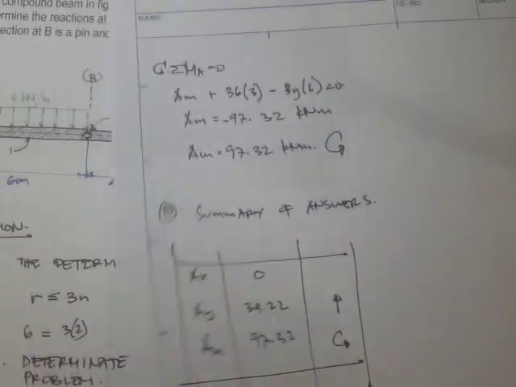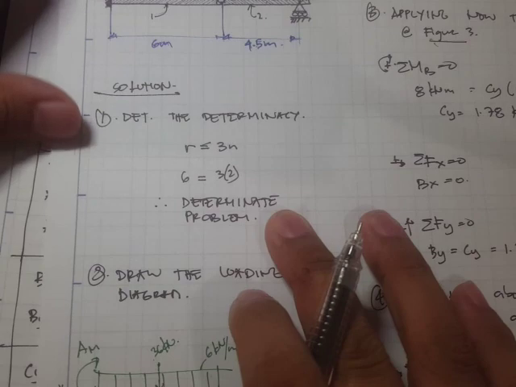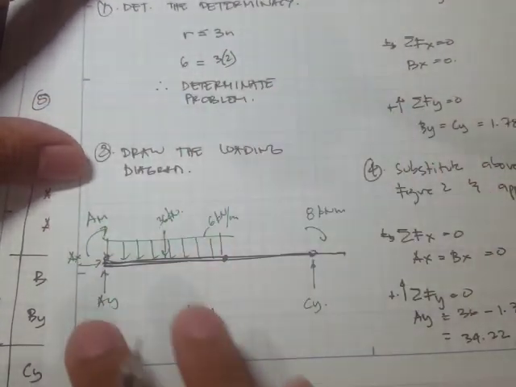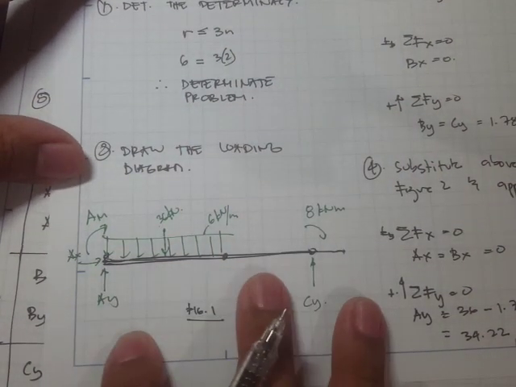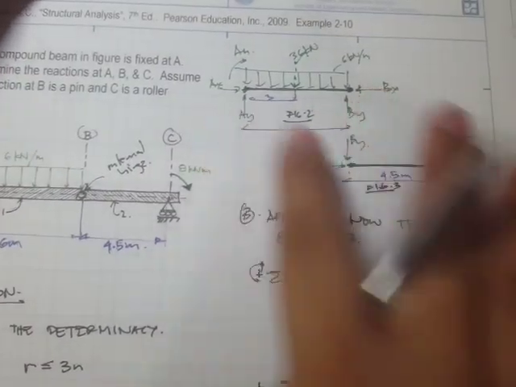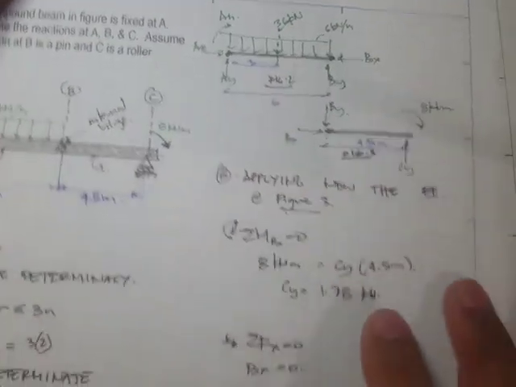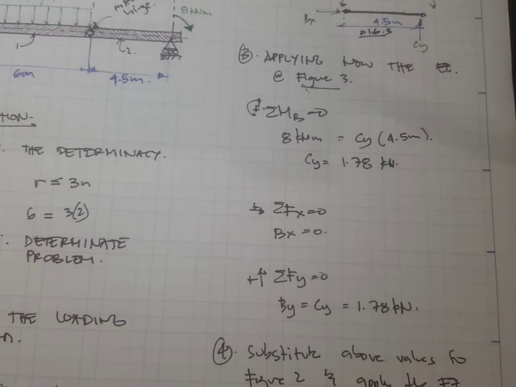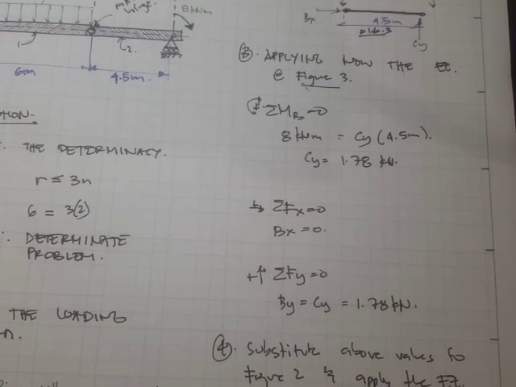Okay, so for a brief review, what we did is we checked the determinacy, and then we drew the loading diagrams of the entire structure and also the half of the structure and then the other half of the structure, and then we applied the equilibrium equations. Okay, so I guess we'll do another problem for these equilibrium equations in the next video.